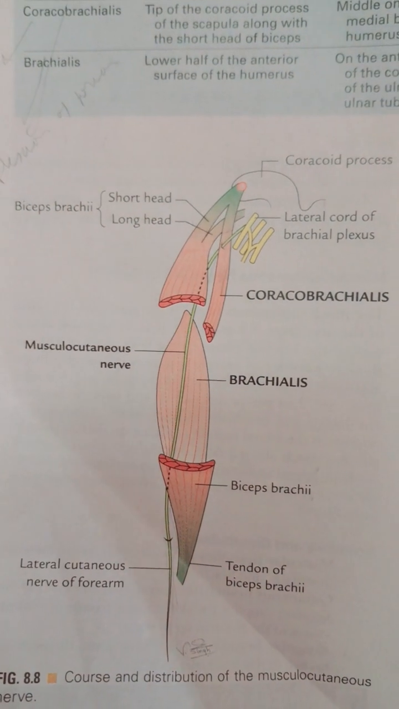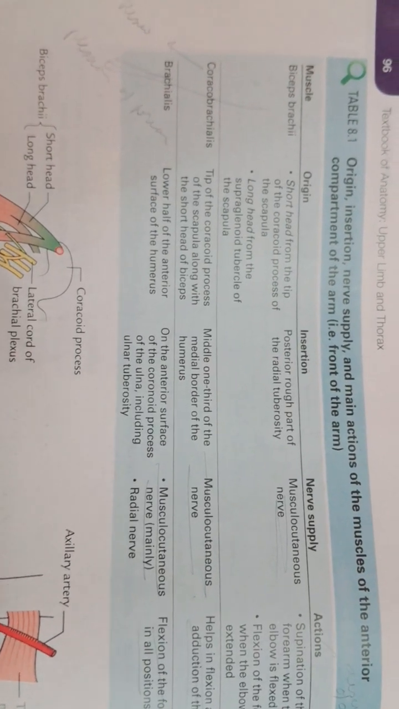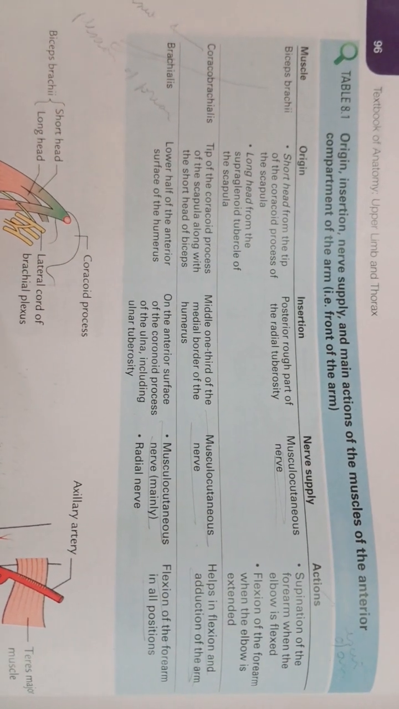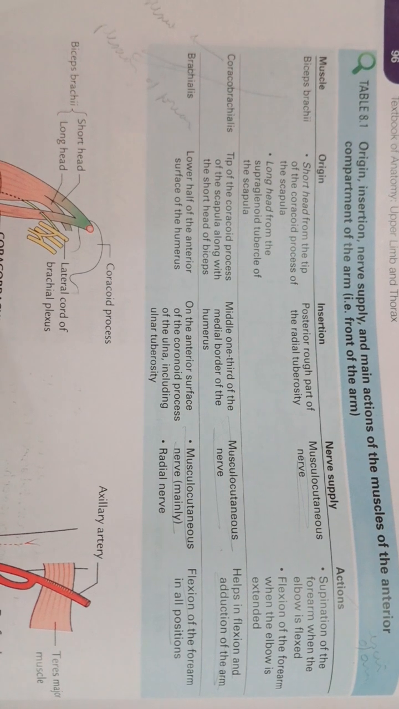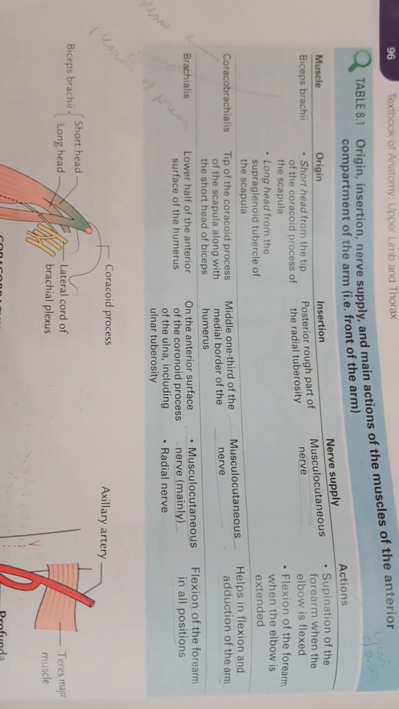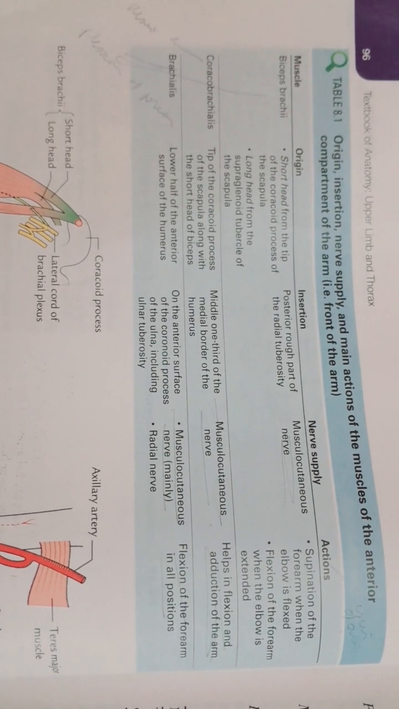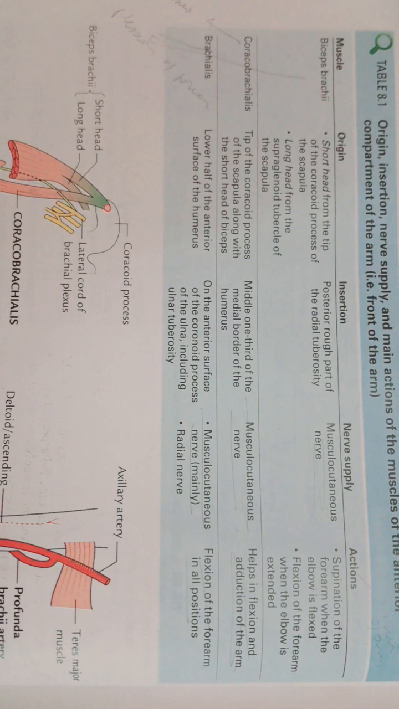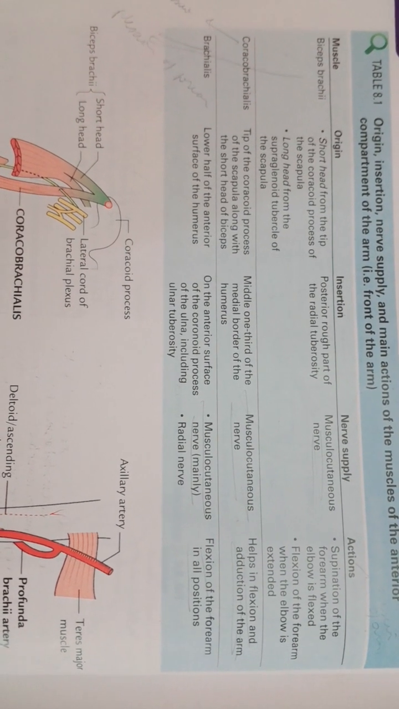Now let us see the applied aspect of musculocutaneous nerve. So before understanding applied aspects, first let us see the action of the muscles supplied by this musculocutaneous nerve. This biceps brachii helps in the supination and the flexion of the forearm, and the coracobrachialis helps in flexion and adduction, and the brachialis helps in flexion of the forearm in all positions.